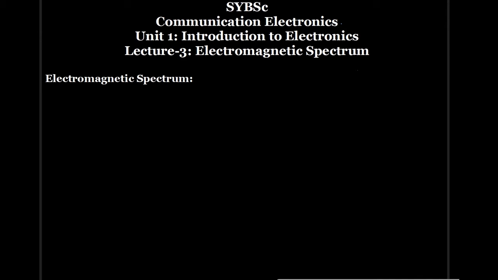Hello friends, today we are going to start the electromagnetic spectrum from unit number 1, Introduction to Electronics. What is the electromagnetic spectrum? Scientists have found that many types of wave can be arranged together, which is also the electromagnetic spectrum. Example: notes on a piano keyboard to form a scale. This is also another example.